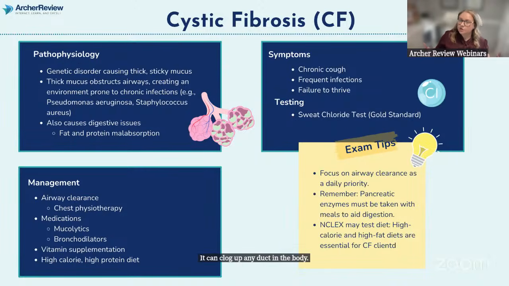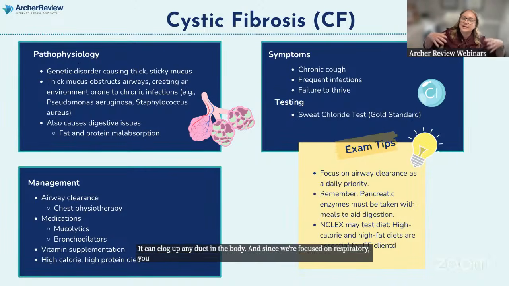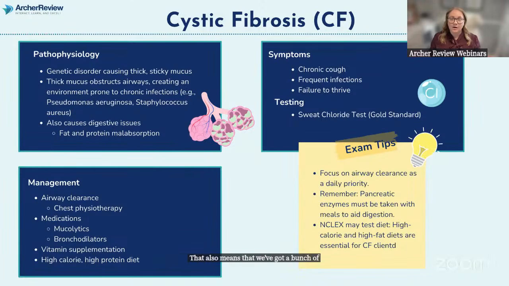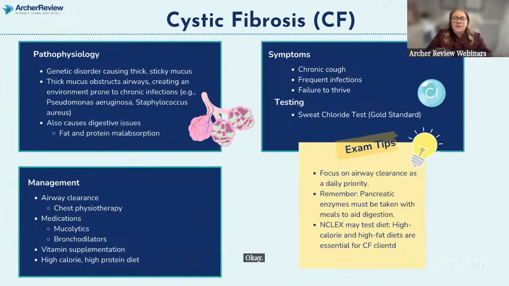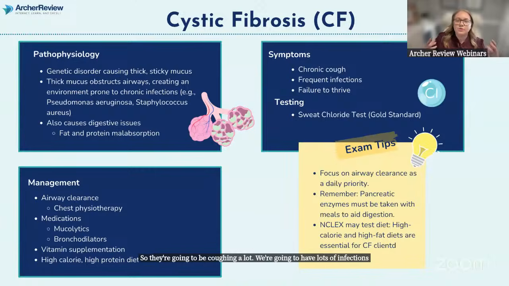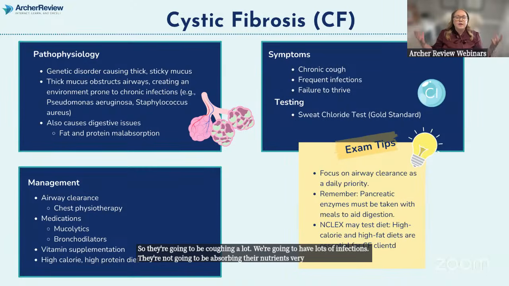And since we're focused on respiratory, you know where we're going. It's clogging up those airways. That also means that we've got a bunch of mucus hanging out, sitting there, making them really prone to infections. Lots of things like pseudomonas and streptococcus can just get in there and grow and cause lots of infection, okay? So they're going to be coughing a lot. We're going to have lots of infections. They're not going to be absorbing their nutrients very well, so they're not going to grow like we would expect. Failure to thrive.